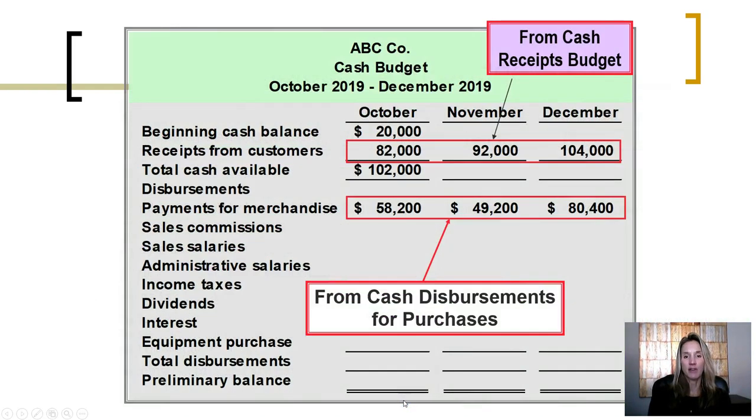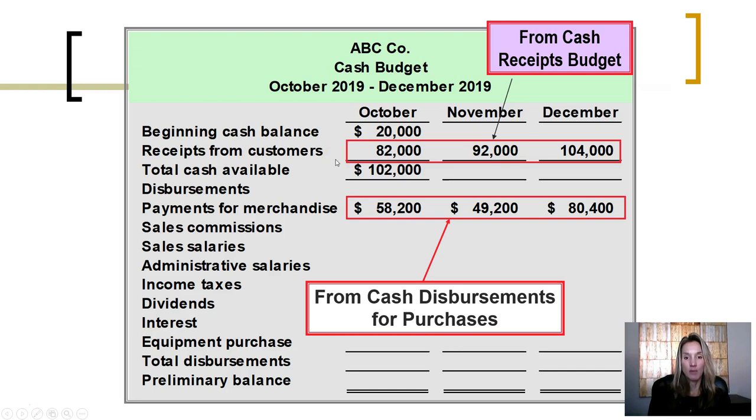So pulling this all together, a cash budget is really in two parts. We have the amount of cash we start with, plus what we add to get the cash available. Then we subtract out everything we expect to spend cash on to come up with a preliminary balance. So let's start with October. We anticipate starting with a cash balance of $20,000.